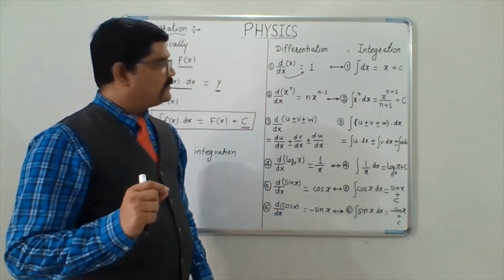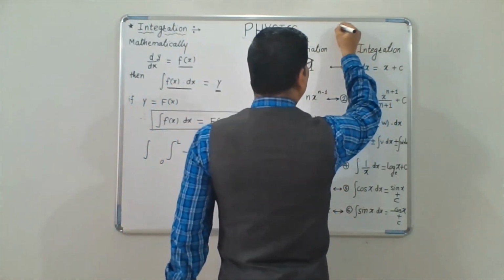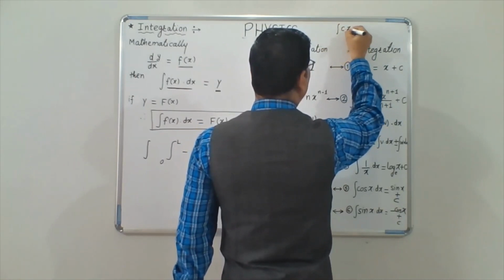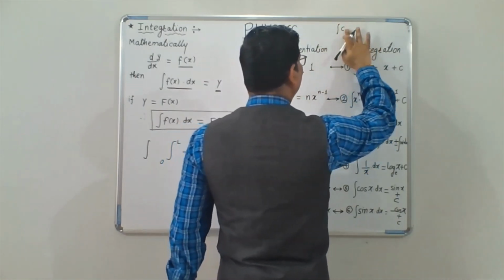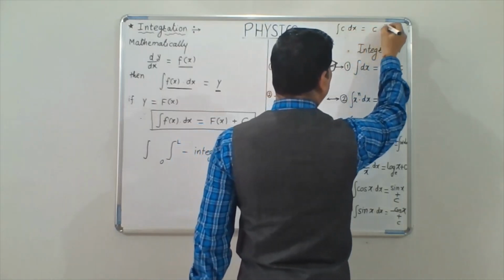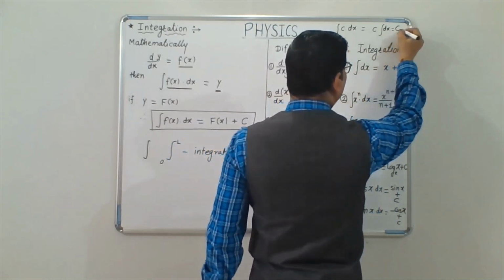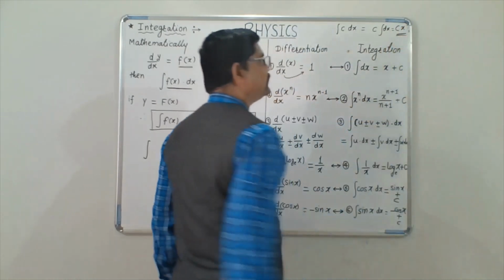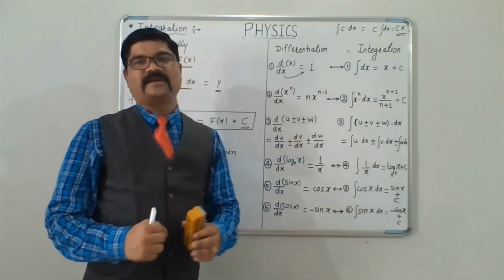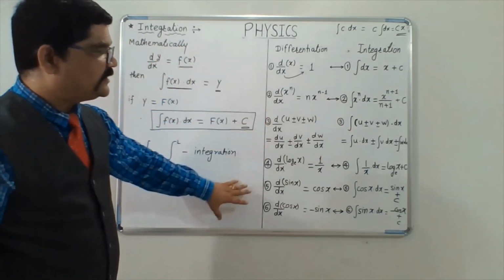One more formula we can take here: integration of a constant c into dx. In this case, c will come outside and we will get c times integration of dx. This is cx. The constant c is the coefficient of x, and that we will take in the numericals. I hope you have understood the formulae.